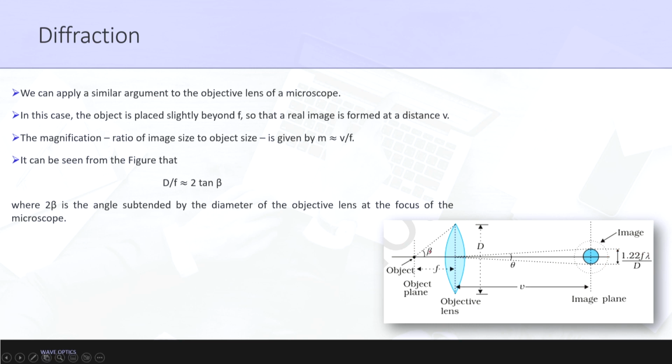Okay, this being understood, let us move on to the things written on the left. In this case the object is placed slightly beyond f, so that a real image is formed at a distance v. This is the distance v being talked about here.